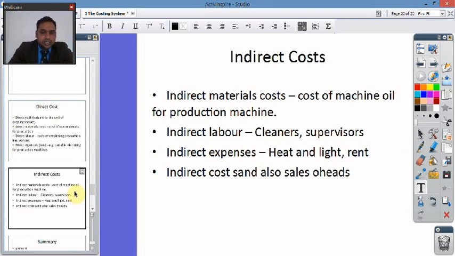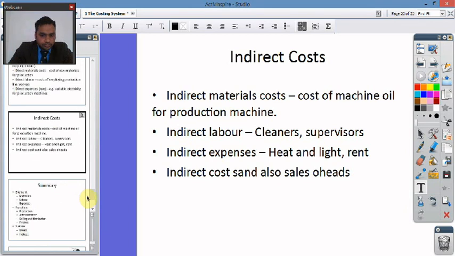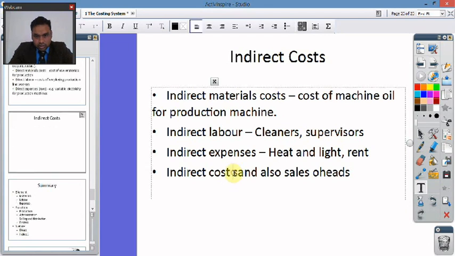Indirect expenses, heat and light, rent. Normally the indirect costs are also said to be overheads. Yes, indirect costs. So sales overheads are an example as well.